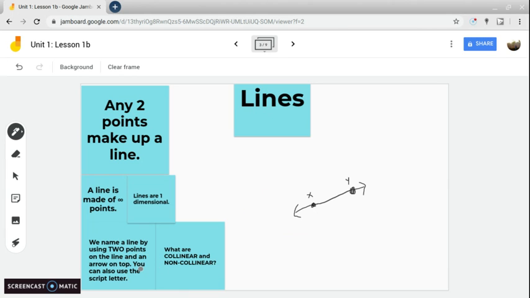We name a line by using 2 points on the line and an arrow on top. You can also use the script letter. Right now we're just going to do an example. This is a line, and the 2 points that you see are X and Y. So you use the 2 points, X, Y, and you put an arrow on top.